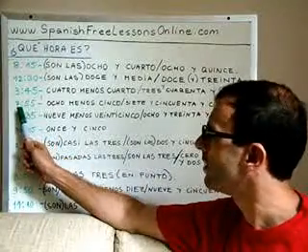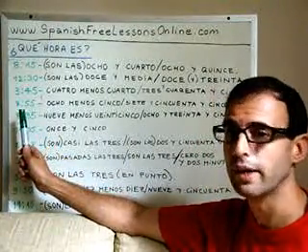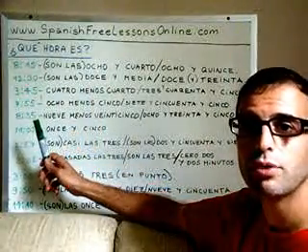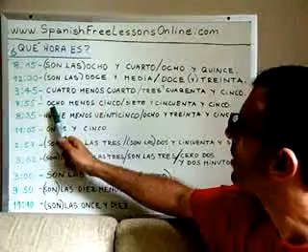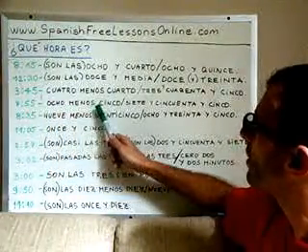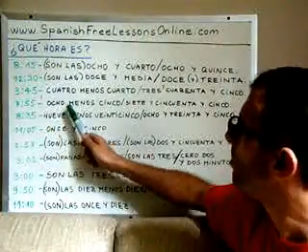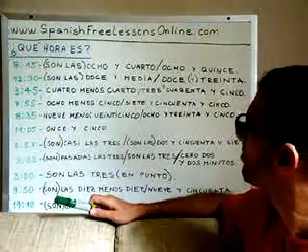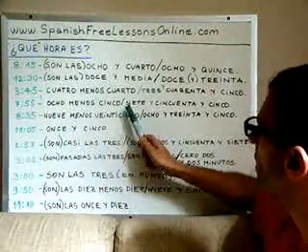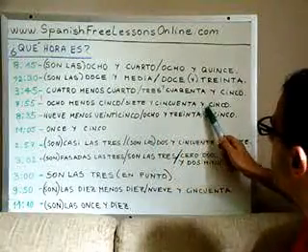Now for the time, this is 7:55 or 5 minutes to 8. If we want to say it's 5 to 8, we would say son las ocho menos cinco. 8 minus 5. If we want to say it is 7:55, we would say siete cincuenta y cinco.